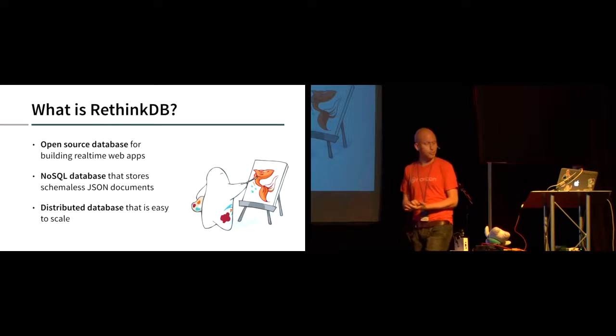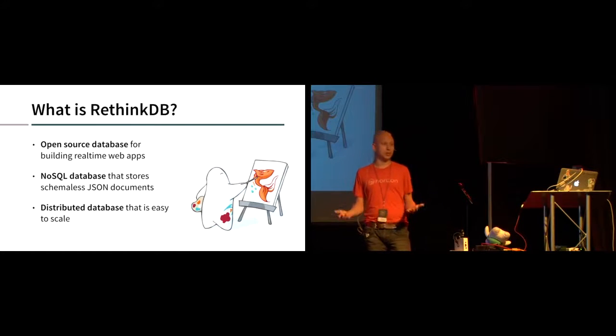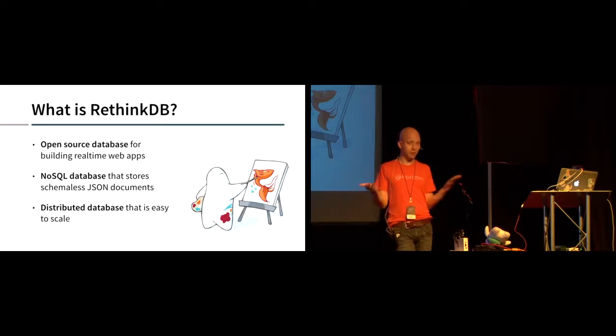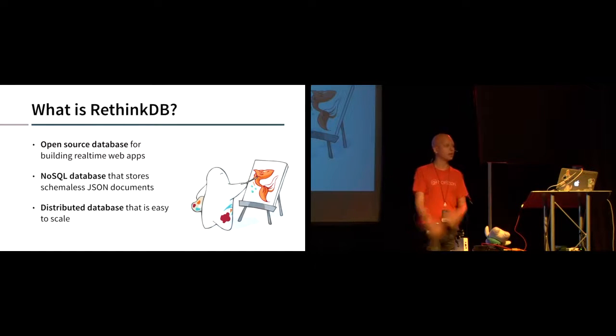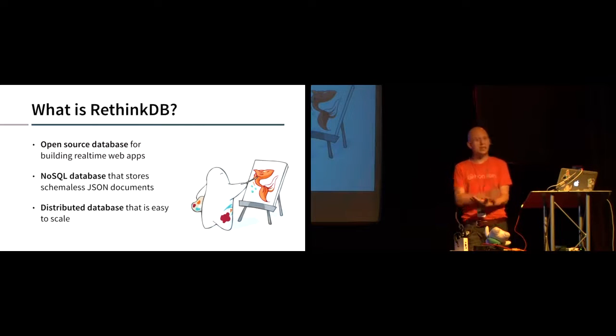You store documents in it, JSON documents. And it's schemaless, so you can just throw in new JSON documents. We picked JSON because it's the data format for the web, for better or for worse. And we have a query language which makes it very easy to work with JSON documents. And it's a distributed database, so it's really easy to scale it.